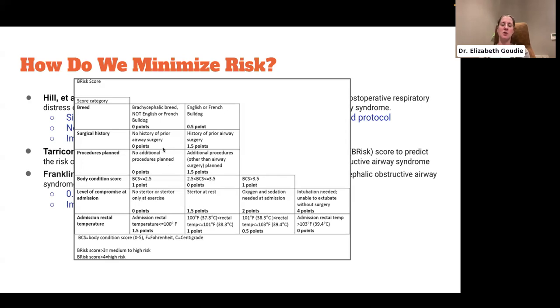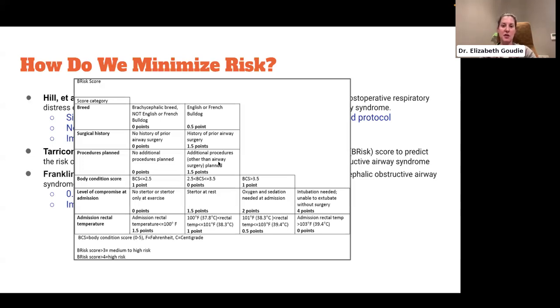So if this hospital was doing something similar, where they were only doing airway surgery on patients that were already presenting in respiratory distress, then it would make sense that a history of prior airway surgery would be a higher risk, versus if they're just doing brachycephalic airway surgery on all patients that presented for, say, a spay or neuter and had presumptive airway surgery based on their breed.